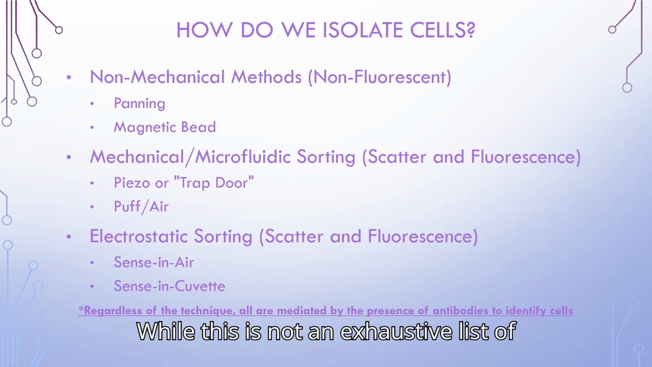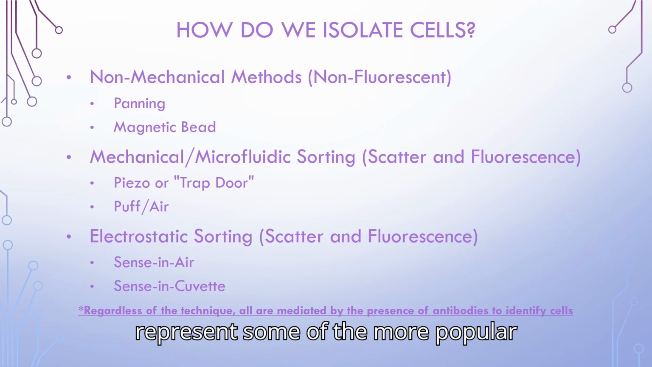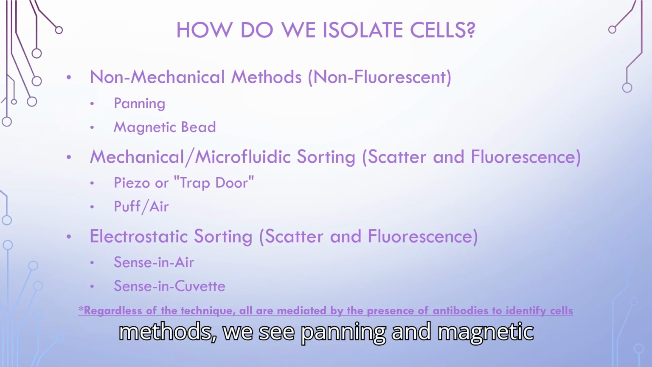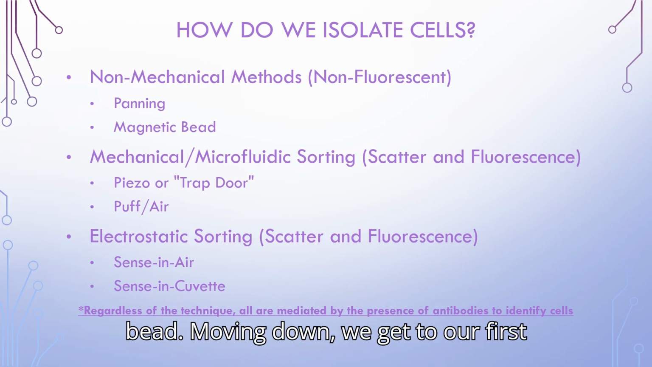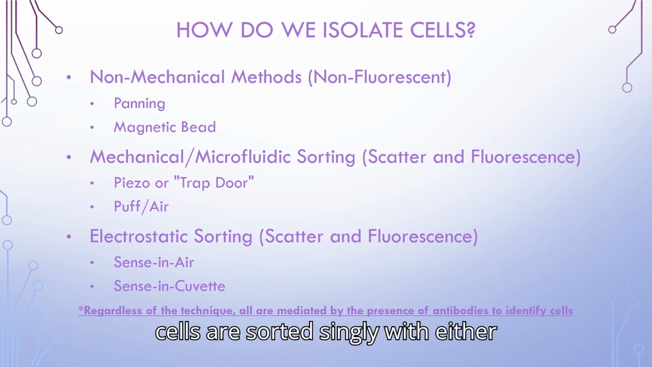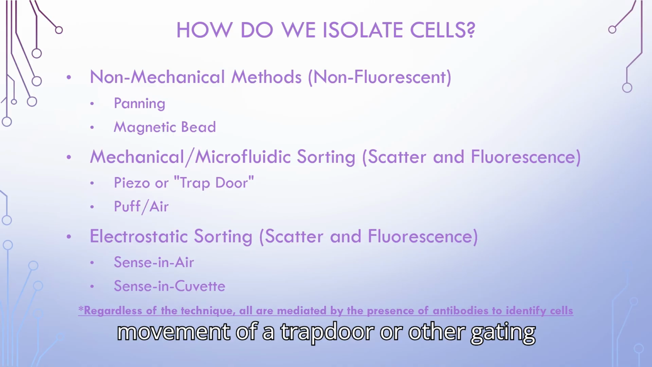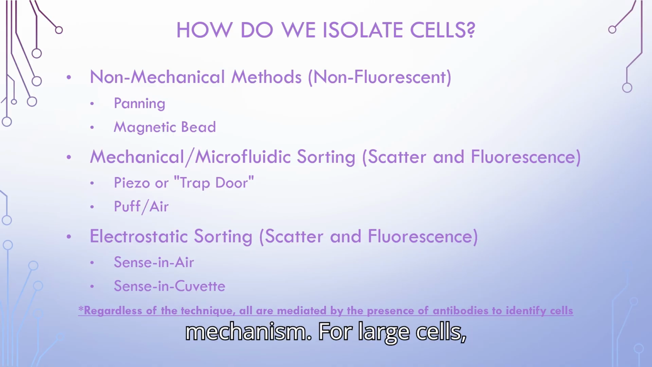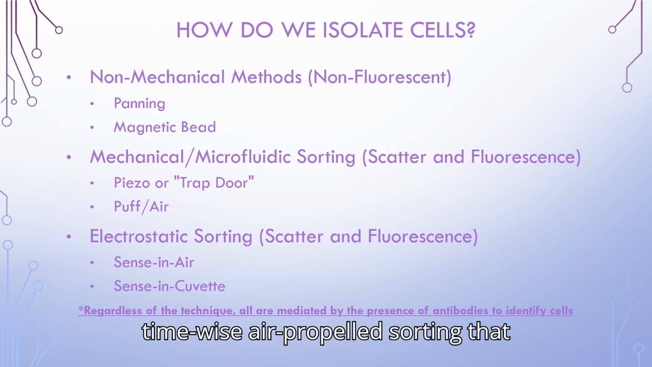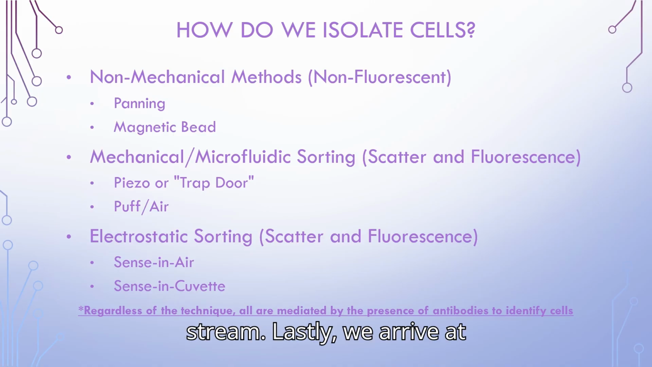While this is not an exhaustive list of options for cell isolation, it does represent some of the more popular methods. Starting with our non-mechanical methods, we see panning and magnetic bead. Moving down, we get to our first instrument-dependent methods, wherein cells are sorted singly with either piezo-based methods involving the movement of a trapdoor or other gating mechanism. For large cells, researchers will rely upon cytometry-based detection paired to a time-wise air-propelled sorting that pushes the cell out of a single file stream.